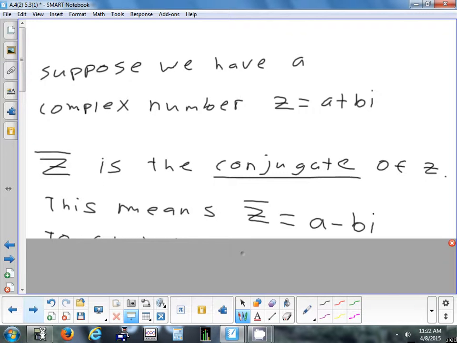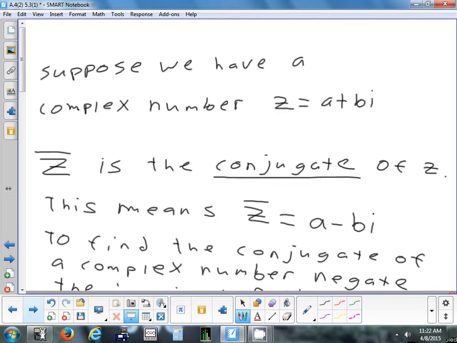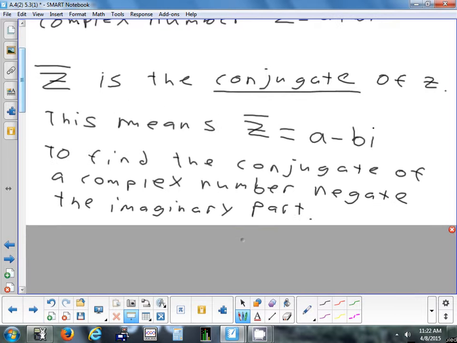All a conjugate is, you take the imaginary part and change the sign of it. How would we do that? So if you had a complex number like 2 plus 3i, the conjugate is 2 minus 3i. You just change the sign of the imaginary part. We're going to go through a few other examples, just to practice finding conjugates. So to find the conjugate of a complex number, negate the imaginary part. Negate is just a short way of saying change the sign of. So in other words, if it's negative, you make it positive. If it's positive, you make it negative. Just change the sign of it.